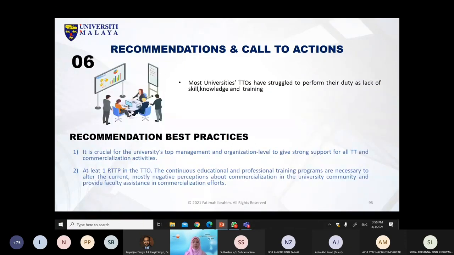And the last one is that most university TTOs struggle to perform their duty due to lack of skills, knowledge, and training. So I will encourage that the top management and the organization level give strong support to all the TTO or office of commercialization activity, and to give at least one RTTP in the TTO. The TTO must conduct a continuous educational and professional training program that is necessary to alter the current and mostly negative perception about commercialization in the university community, and to provide faculty assistance in commercialization effort. Importantly, to make awareness that commercialization is very important, why it's important, and so on.